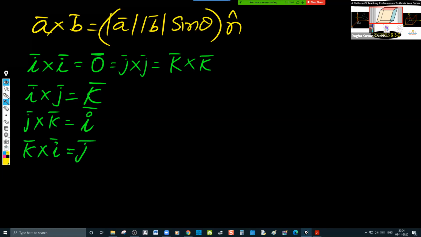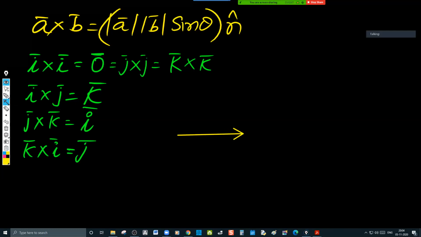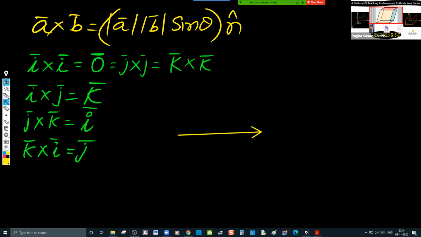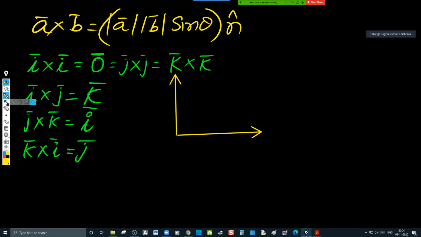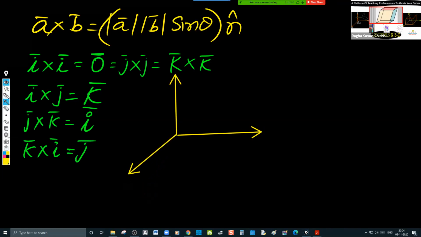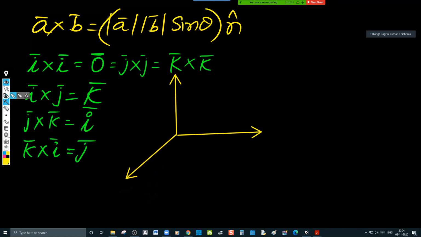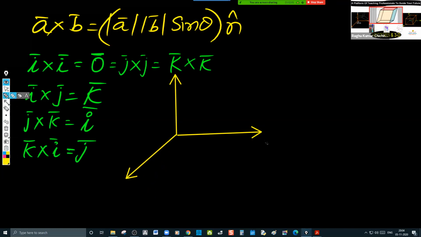Pranit, just listen. I am explaining that. This is I bar. This is J bar. Now this is K bar. What I'm asking you, Pranit: if you are given I bar and J bar, and you find out I cross J, what happens?